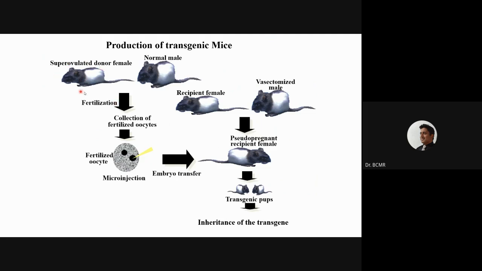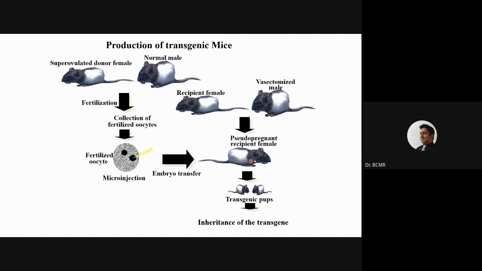So look at this. They usually would superovulate a donor female using hormones, and they would collect fertilized eggs upon mating, and they would take those fertilized oocytes. You can also collect the eggs directly from this individual and allow in vitro fertilization as well. Both ways you will get fertilized oocytes, and then into them you will do microinjection. And then these embryos are transferred into a pseudo-pregnant recipient female.